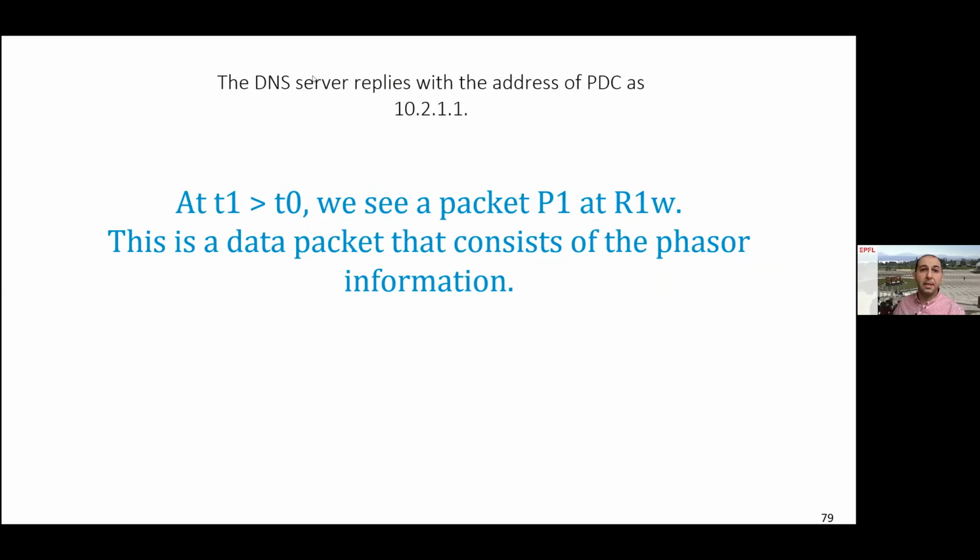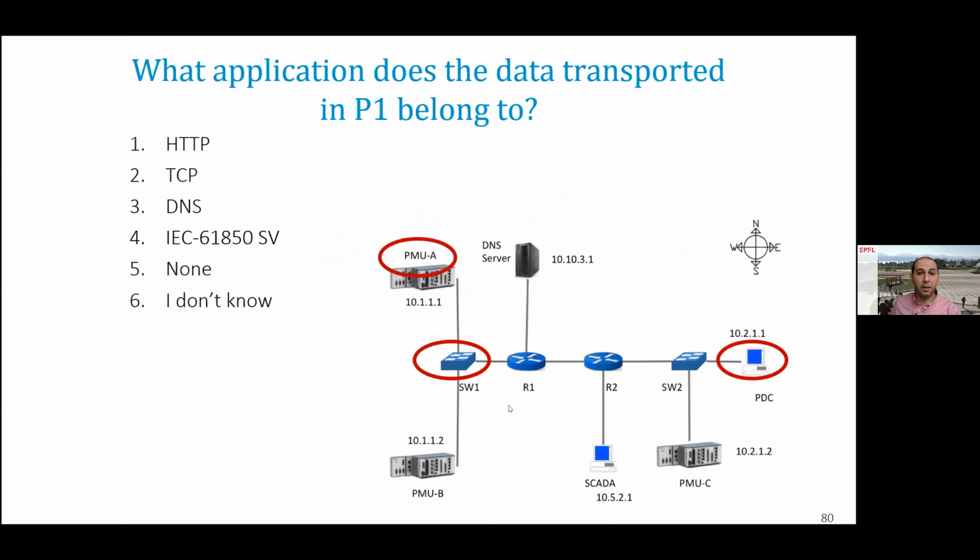So the DNS server replies with the address of PDC as 10.2.1.1. So at time T1 larger than T0, we see a packet P1. Now we are looking for a packet P1 at the interface of the router, the western interface of the router R1. This is a data packet that consists of the phasor information. So now the PMU is sending data to PDC.